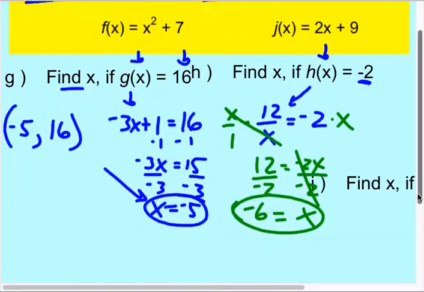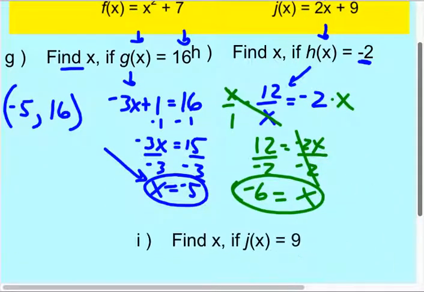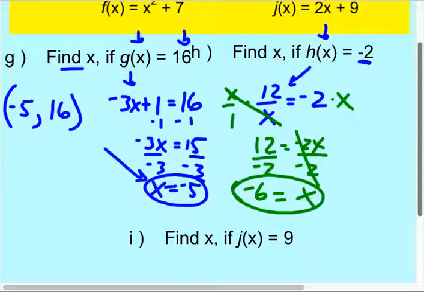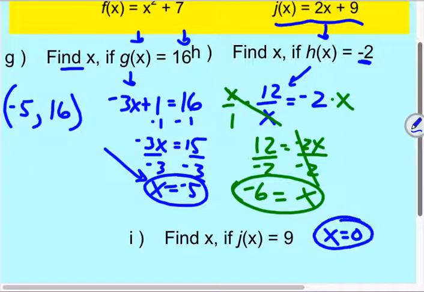Let me move this down a little bit here. They want you to find j of x. Actually, they want you to find x when j of x equals 9. So you can use this j function over here. I'm going to let you try it. Your answer should be x equals 0. So try it on your own, see if you get that answer. If you don't, you can come and ask me questions tomorrow in class, or in class right now.